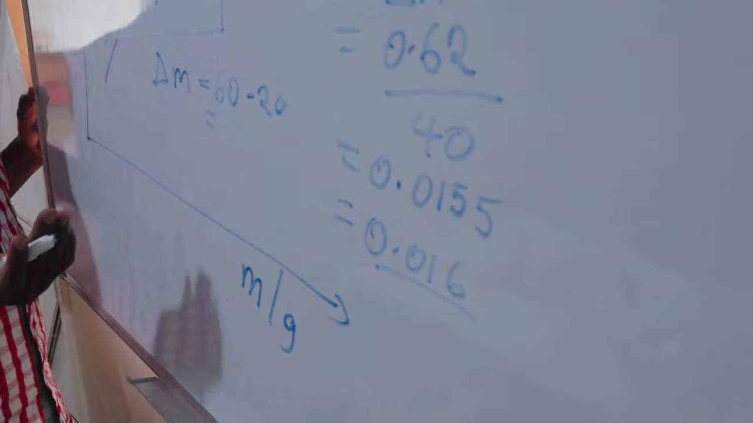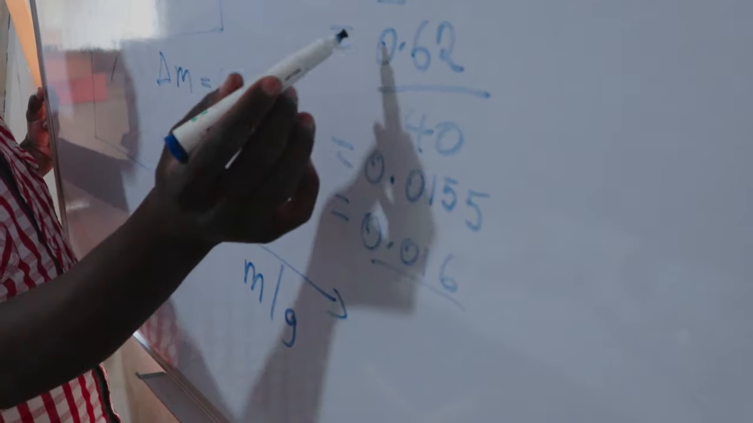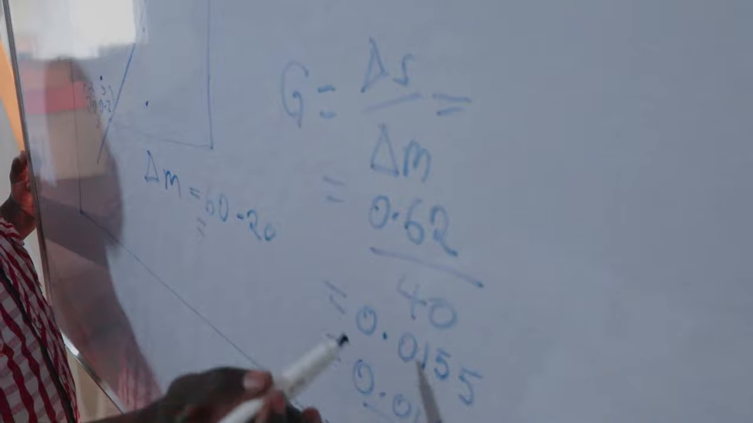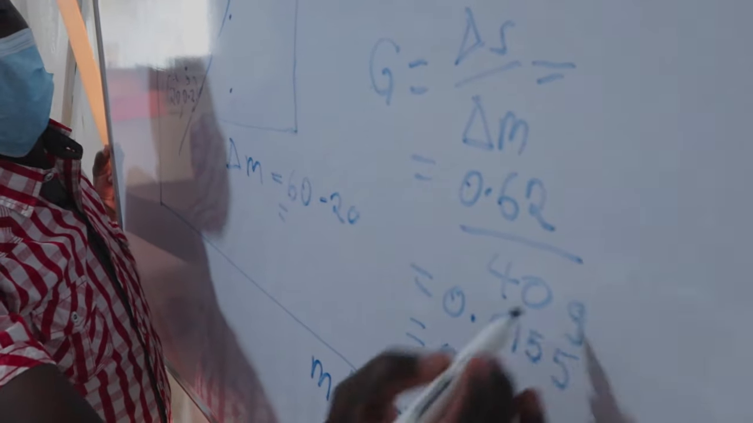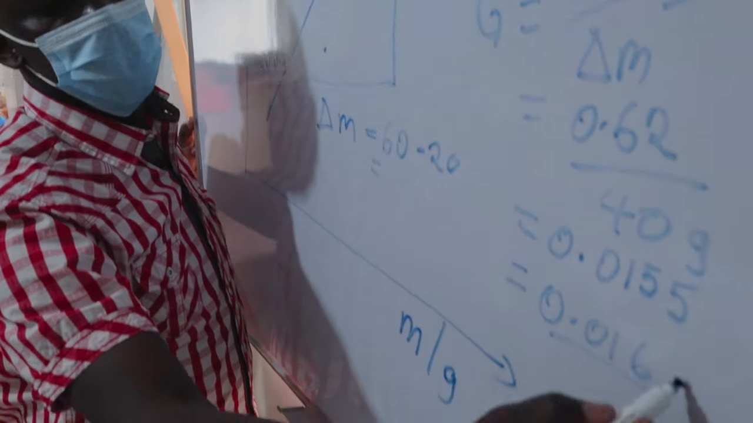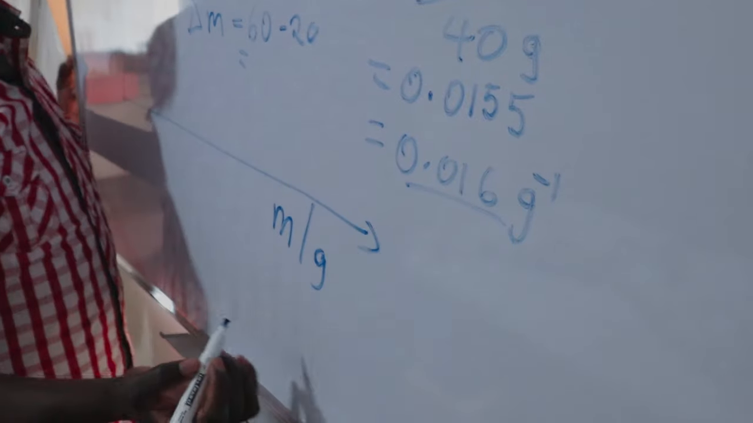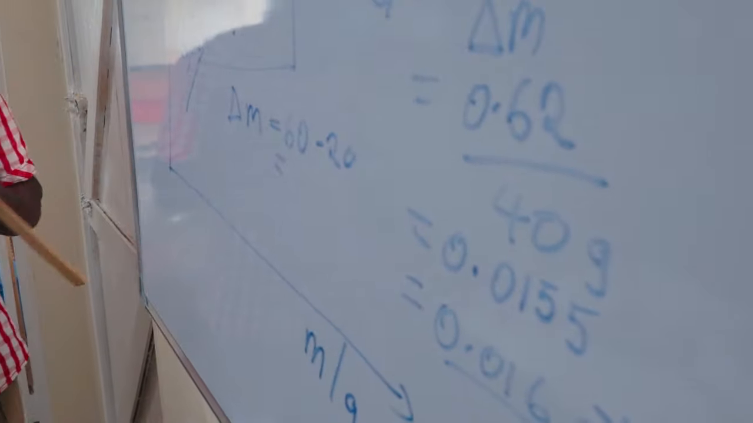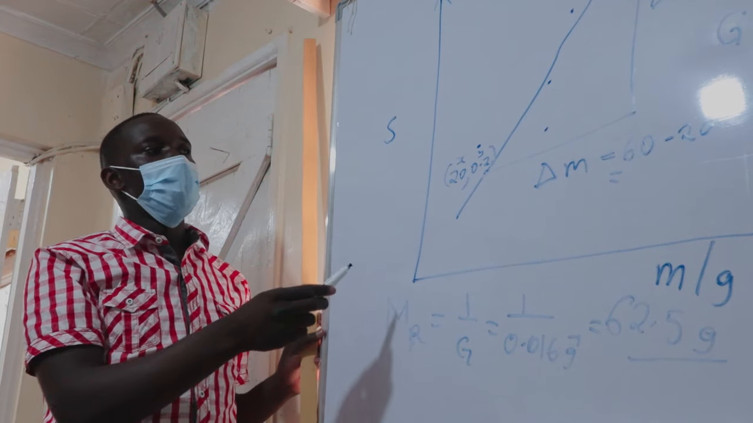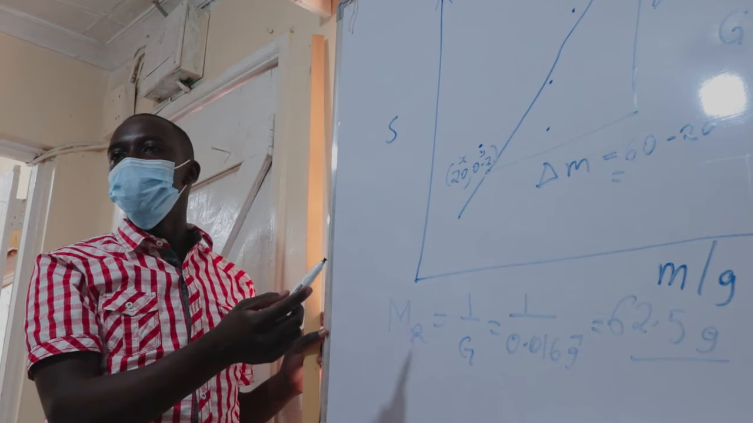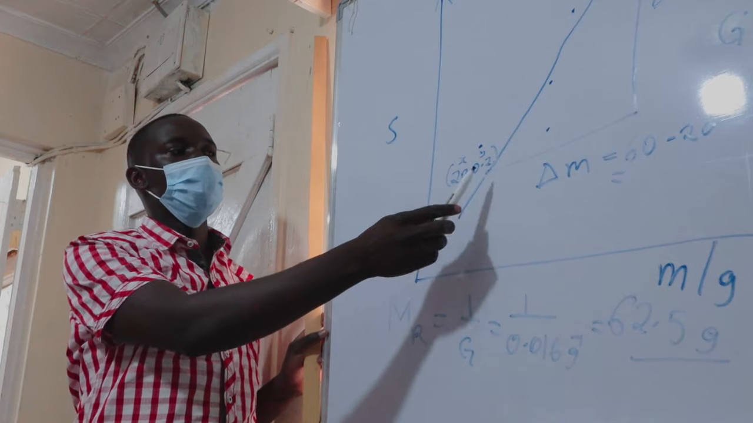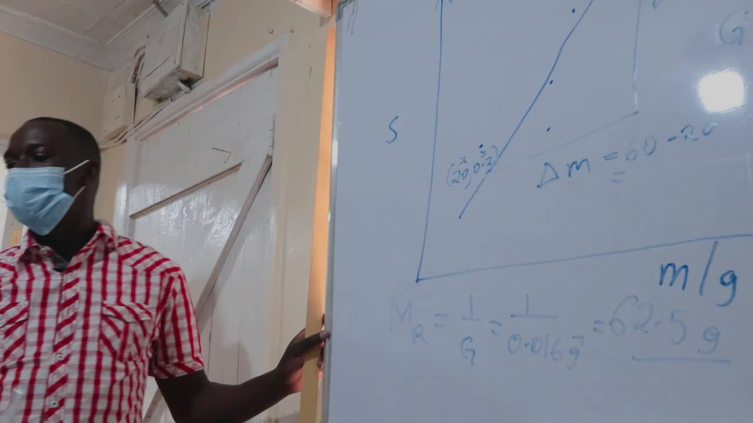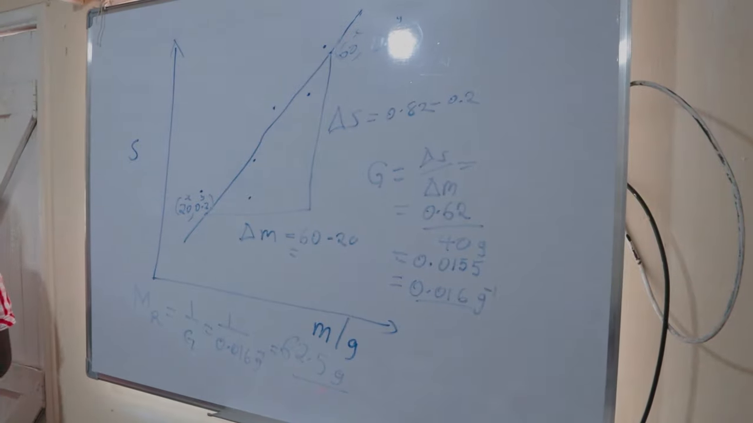But then you can see the unit. Look at this. S has no unit, but this is in grams. So we can have this as per gram. I'm just trying to understand the value. But I know you can try to force it. Probably the points are not even on the line, and then you want to force them.